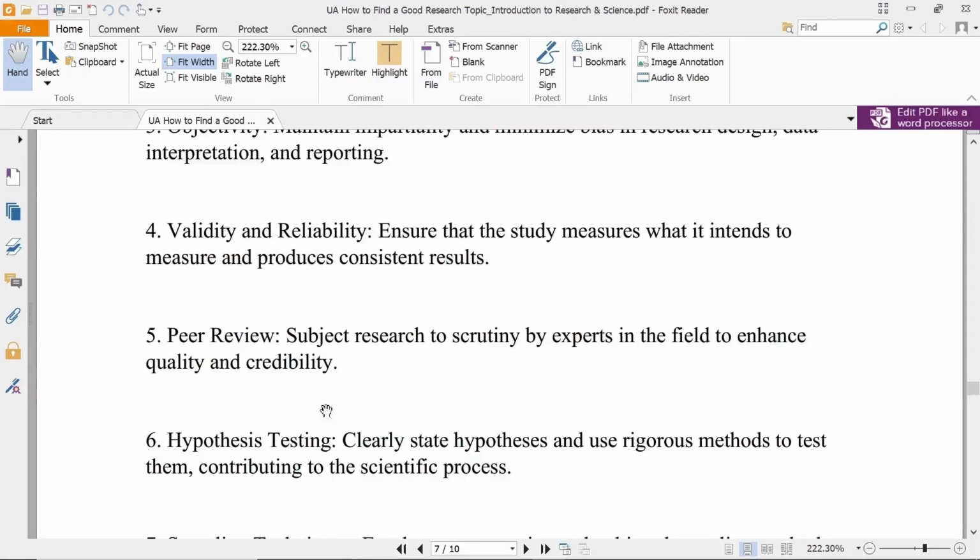Ensure the study measures what it intends to measure and produces consistent results. I'll talk about internal validity and external validity in research. Internal validity is the extent to which the study measures what it intends to measure. How accurate is your study? Basically, it means accuracy of the study.